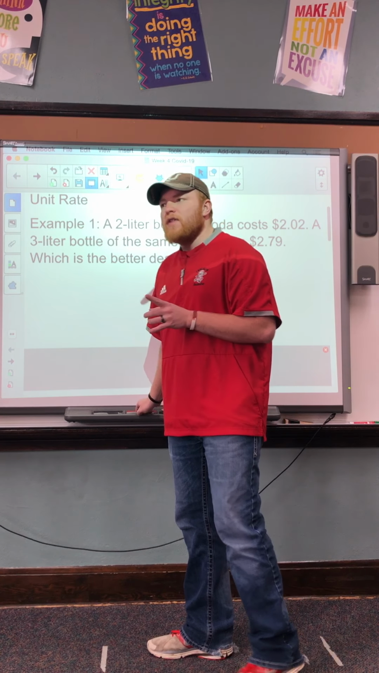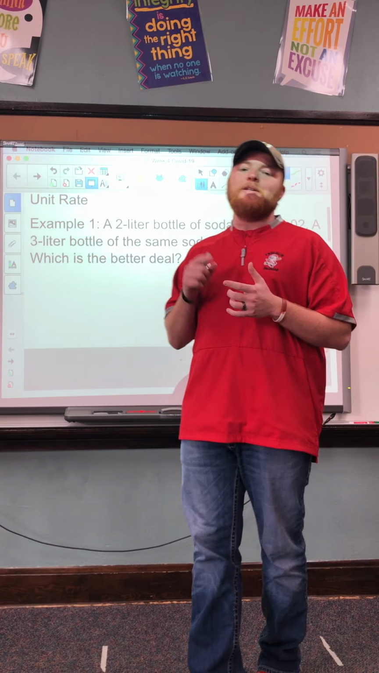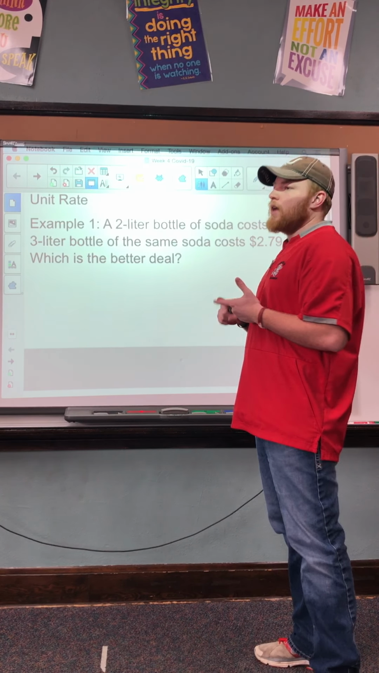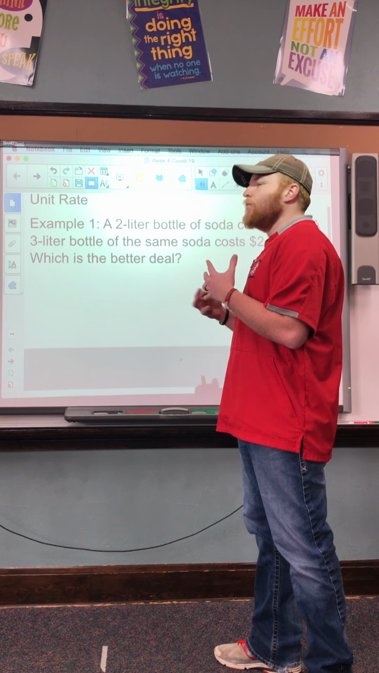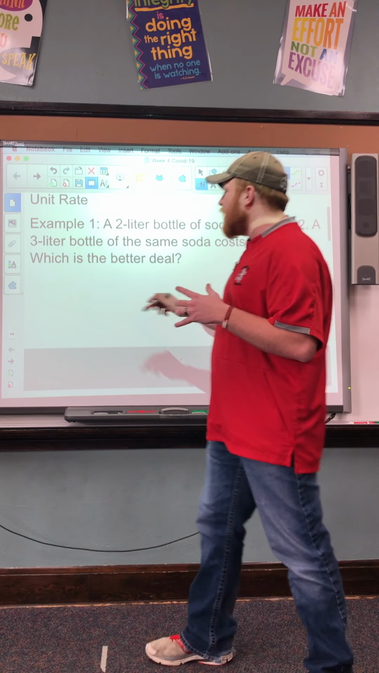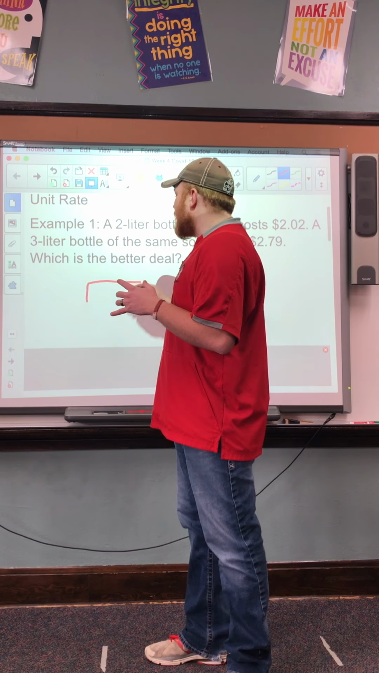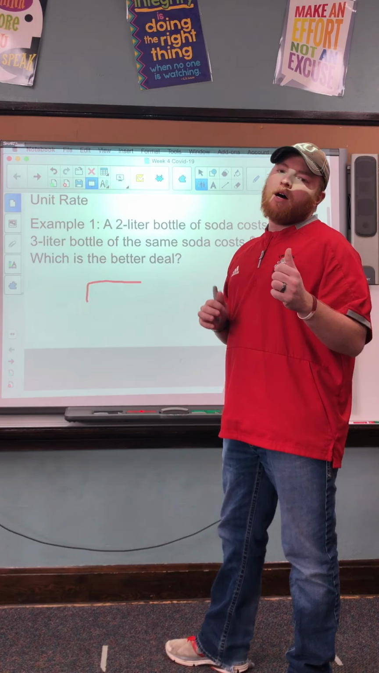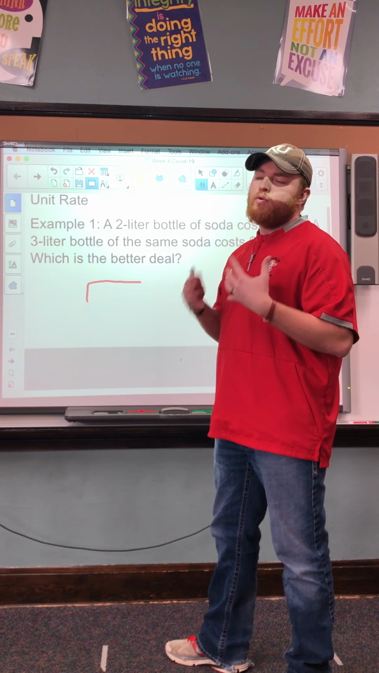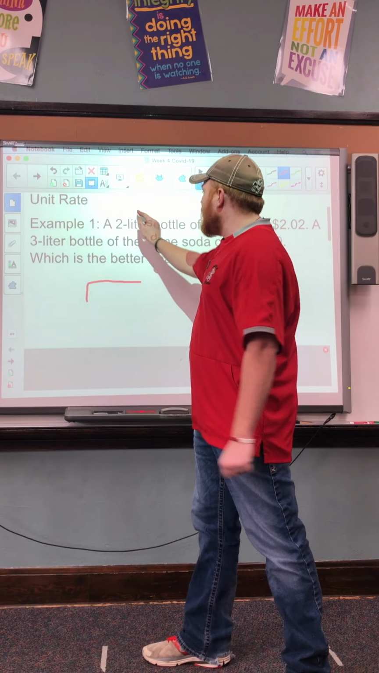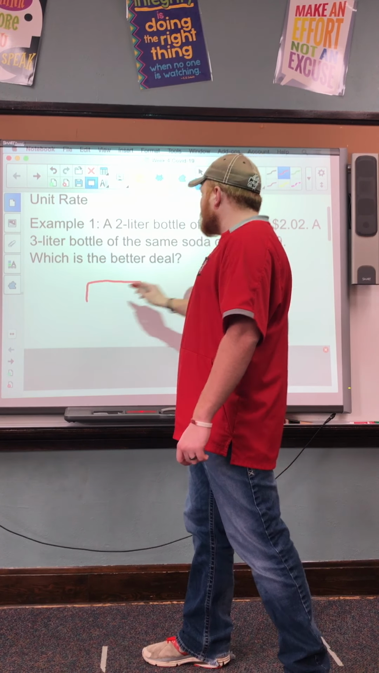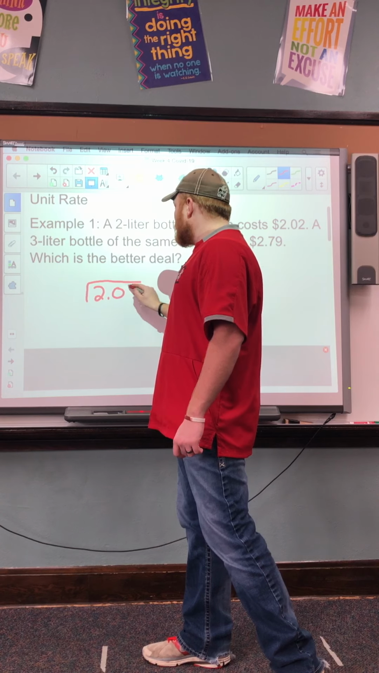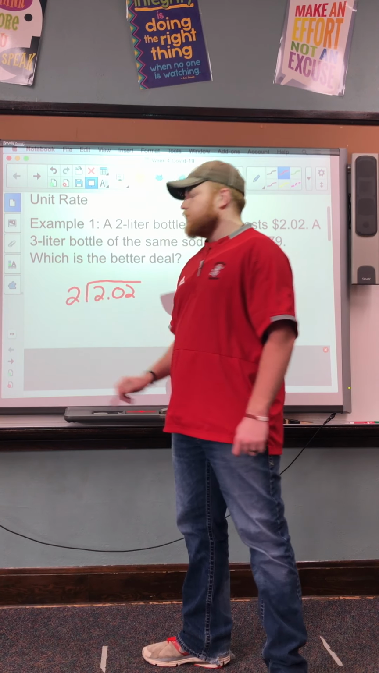Now, to solve this, you are trying to find out how much each liter costs, and trying to save the most money you can, or which one are you able to save the most money with. To do that, you go money divided by the amount that you have, or the unit of measurement, okay? So let's find how much money is per liter with the 2 liters first. So it would be $2.02 divided by 2 liters, okay?